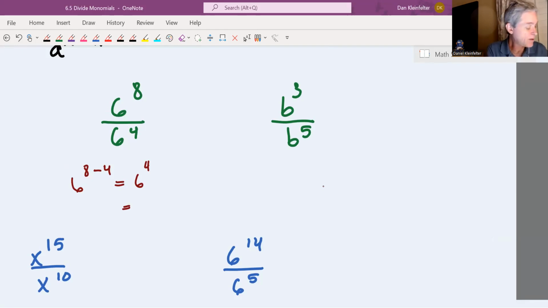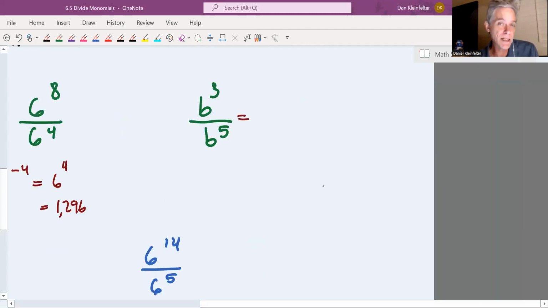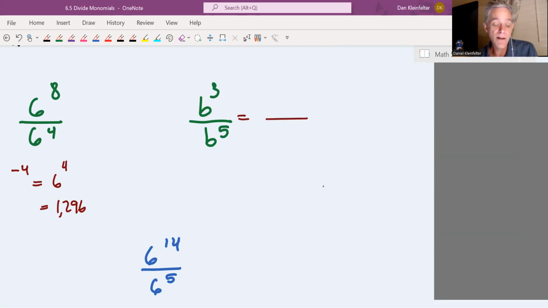That's 1,296. Okay. b cubed over b to the 5th power. This time I'm not going to write out all the b's, but we can pretend we did. Here we would have 3 b's in the top and 5 b's in the bottom. 3 of those will cancel, and that will leave you with b squared in the denominator.